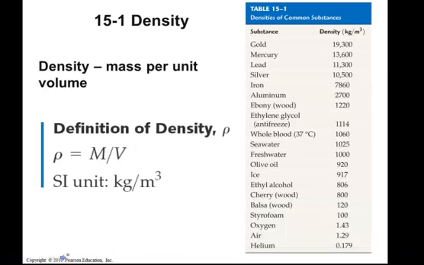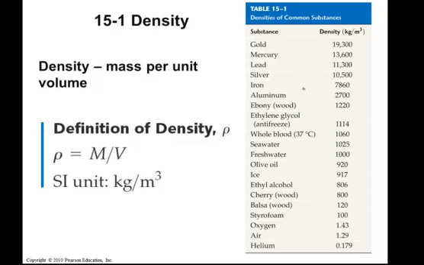Okay, so first we're going to talk about density. Density is mass per unit volume. The symbol that we're going to use for density is this Greek letter rho. It looks kind of like a P. And rho equals mass divided by volume. For the SI unit, masses are in kilograms and volumes are in meters cubed, so the unit would be kilogram per meter cubed.